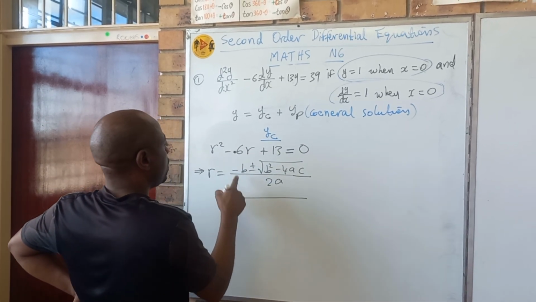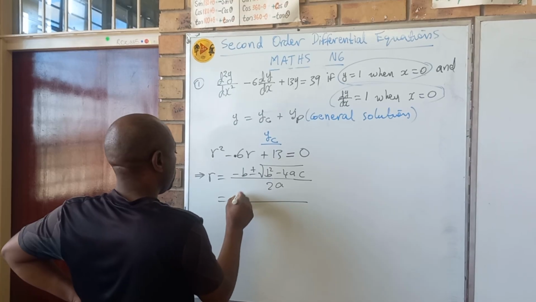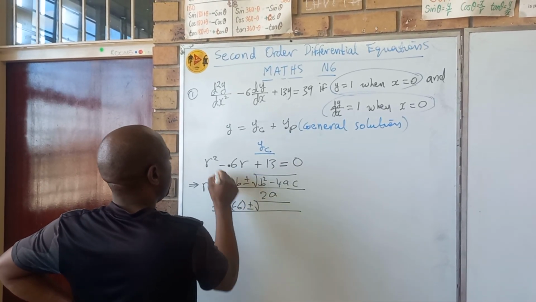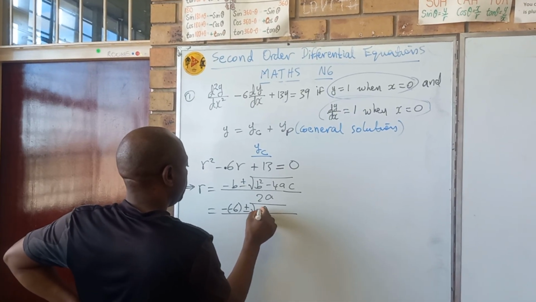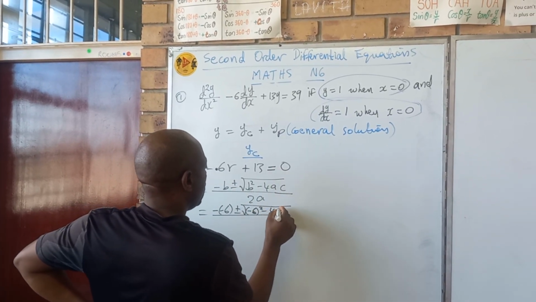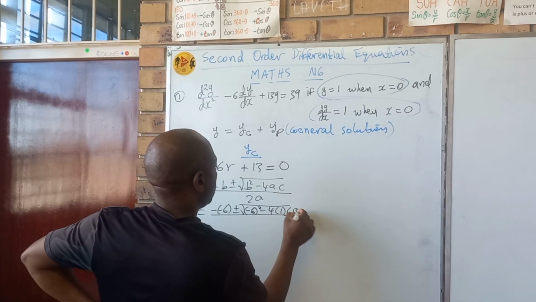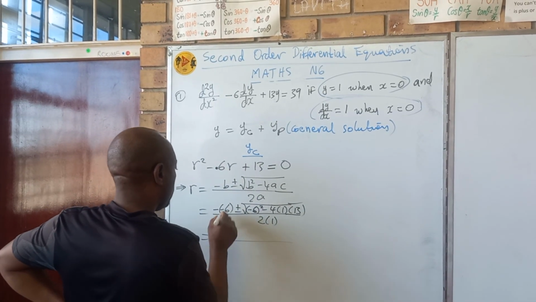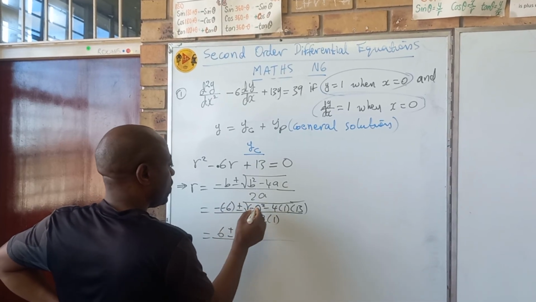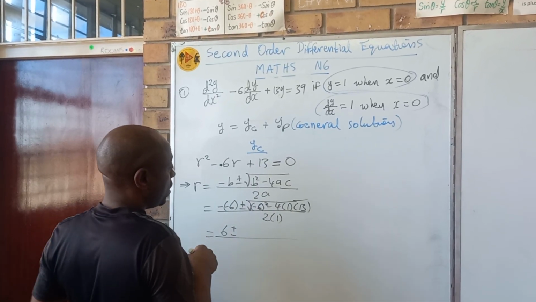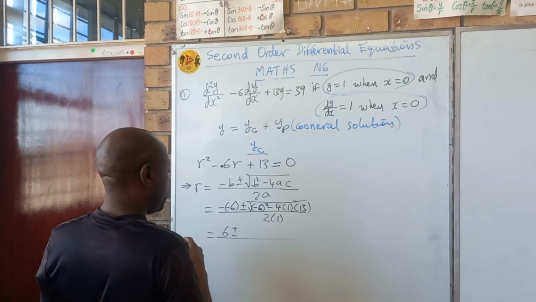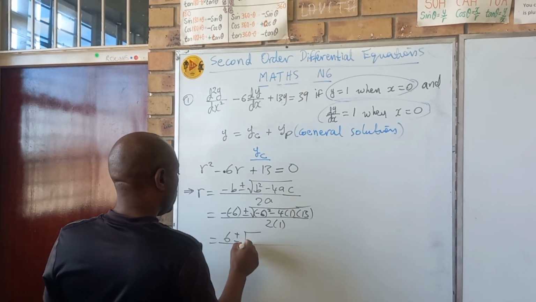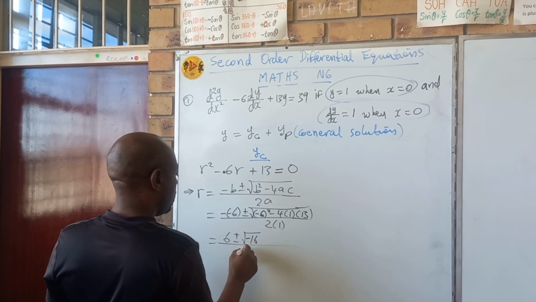So if I'm solving this, my b is negative 6, so I'll get negative of negative 6, plus or minus the square root of b squared, that's negative 6 squared, minus 4, our a is 1, our c is 13, divided by 2a. So if we move on, this is a positive 6 plus or minus, negative 6 squared is 36, 4 times 13 is 52, so we get 36 minus 52, that gives you the square root of negative 16, over 2.